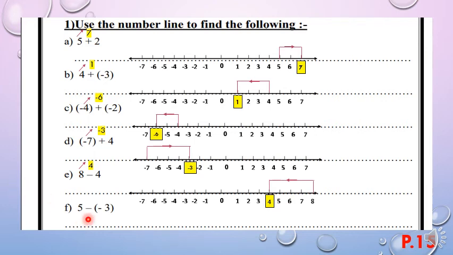F. 5 minus negative 3. The result is 8. So I'm going to move from 5 till I reach 8 on the number line. Here is 5. Go up, then go to the right till I reach 8. Go down on 8. And this is my answer.